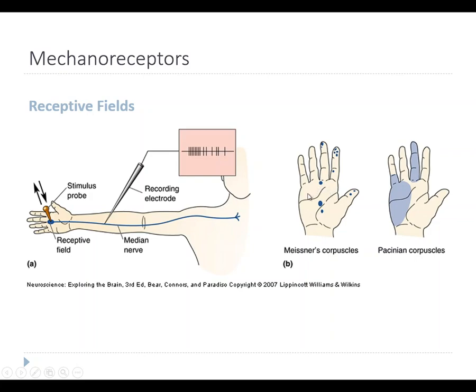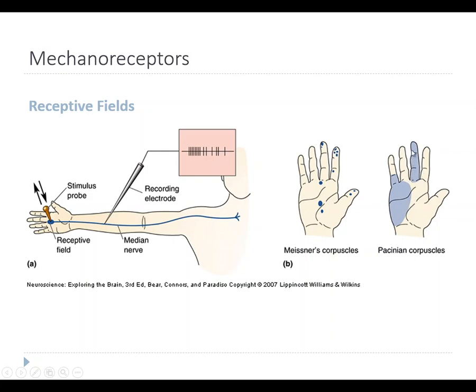So some have very small receptive fields, like the Meissner's corpuscle. So these little blue areas are the receptive fields for Meissner's corpuscles in the hand. Each little blue oval or dot is a region that's detected by a different corpuscle. So they're relatively small, they're kind of spread out, and then meanwhile Pacinian corpuscles, for example, have much larger receptive fields. So for example, this whole area here, this whole side of the hand, is the receptive field for one Pacinian corpuscle. Same thing here.